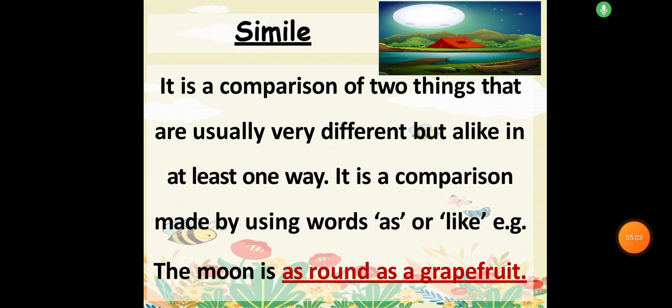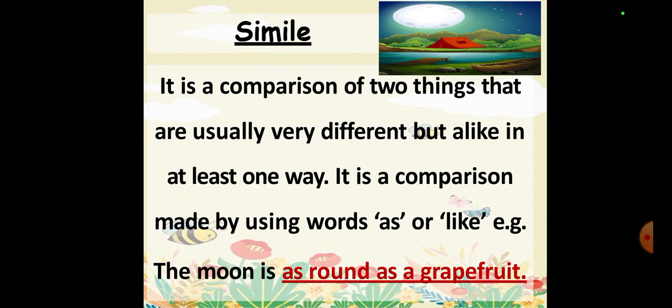Okay, so let me give you a very quick and easy example. The moon is round as a grapefruit. What does this indicate? How is the moon? The moon is round. How? Like a grapefruit. A grapefruit is also round. That indicates that the moon is also round. You know, a grapefruit, you have seen, is circle type. They are indicating the same way.